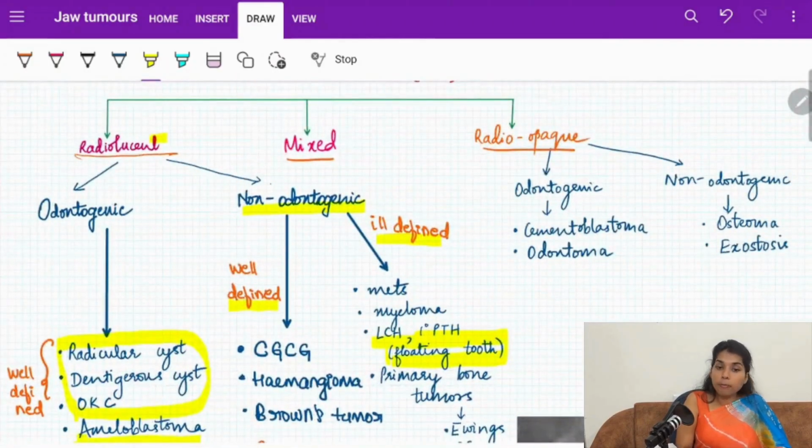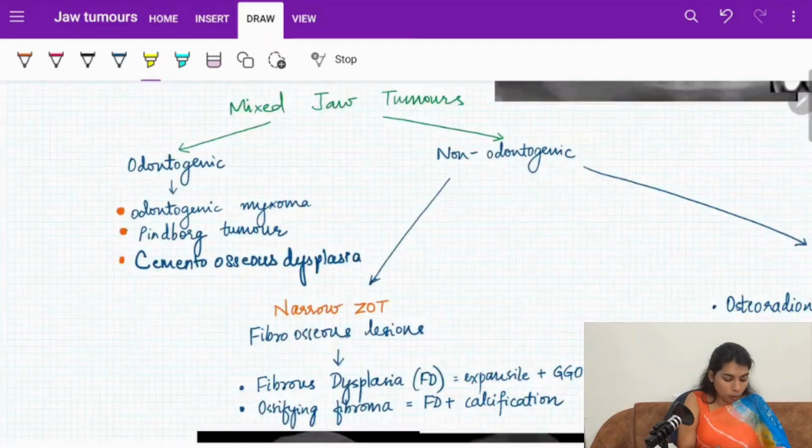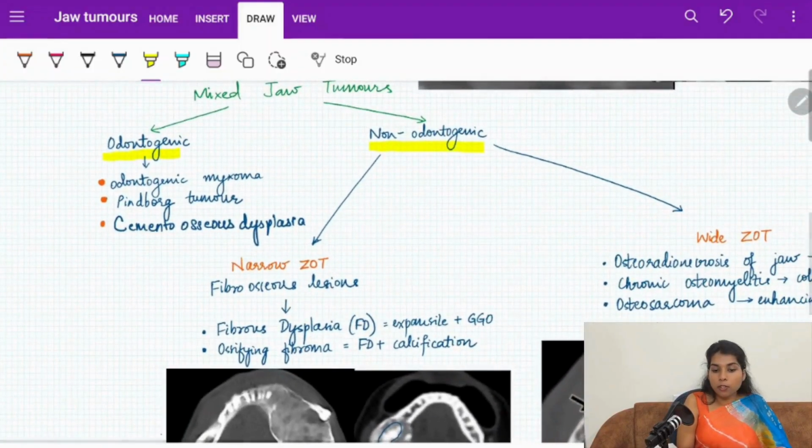We'll move forward to the mixed lesions. The mixed jaw tumors, as I've already told, we divide into odontogenic and non-odontogenic lesions. Odontogenic are usually benign lesions, and we have 3 under this category: odontogenic myxoma, Pindborg tumor and cemento-osseous dysplasia. Coming to the non-odontogenic lesions, we classify them based on whether it has a narrow zone of transition or a wide zone of transition. From bone tumor knowledge, we know that a narrow zone of transition is usually a benign lesion and a wide one will be an aggressive or malignant lesion.